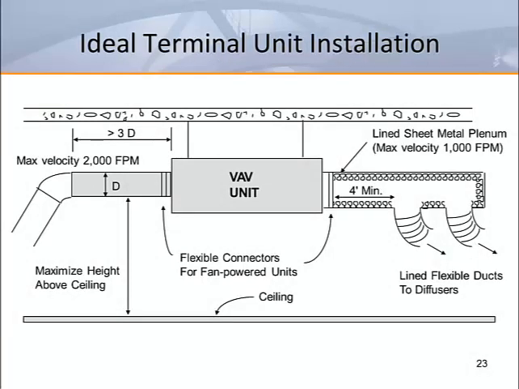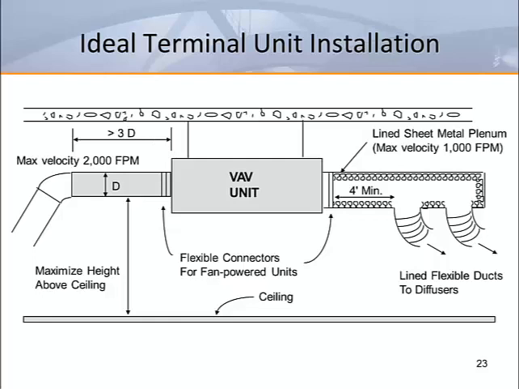This drawing depicts an ideal terminal unit installation. The duct approach should include at least 3 equivalent duct diameters of straight duct. The inlet should be sized for a maximum inlet velocity of 2,000 feet per minute. The unit should be located as high above the ceiling as possible, usually right up against the ceiling slab. If at all possible, there should be a ceiling. Although low-frequency noise passes through typical suspended ceilings, they're very effective for blocking high-frequency noise.